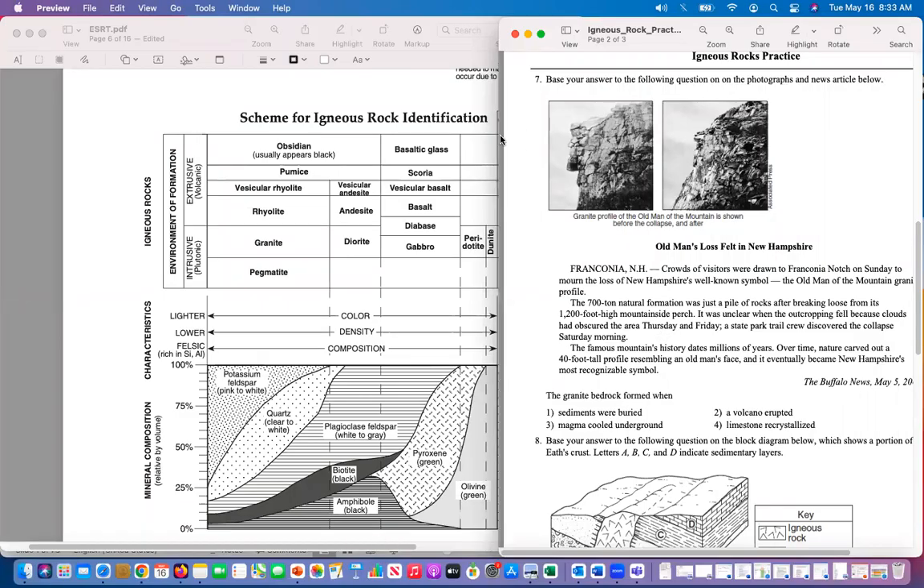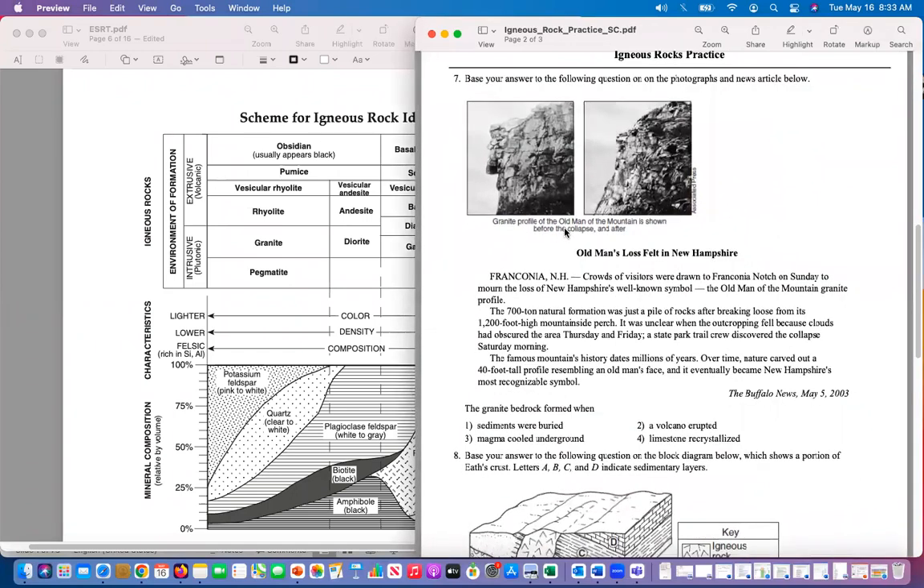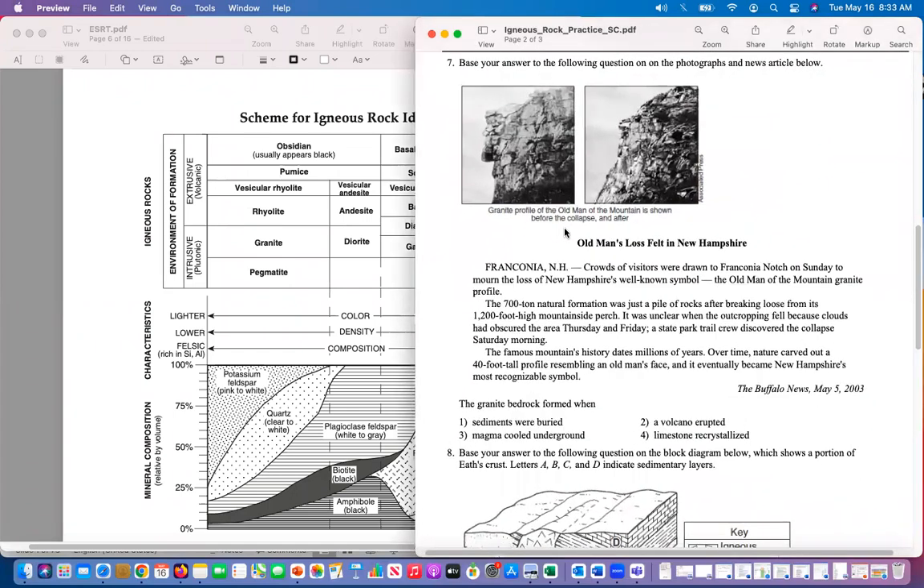All right, so we're going to take a look at number 7. And so number 7 says, base your answers to the following questions on the photographs and the news article below. So when you have a question with reading, one of the first things that you want to do is to just read the question first, all right?